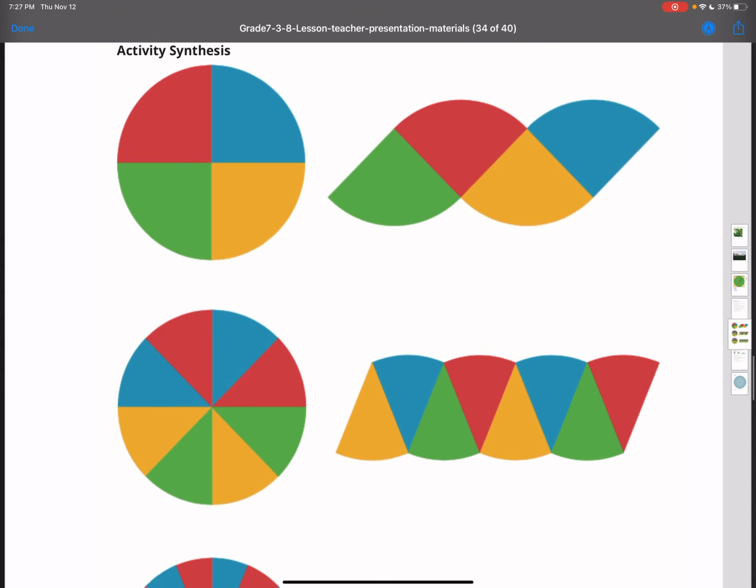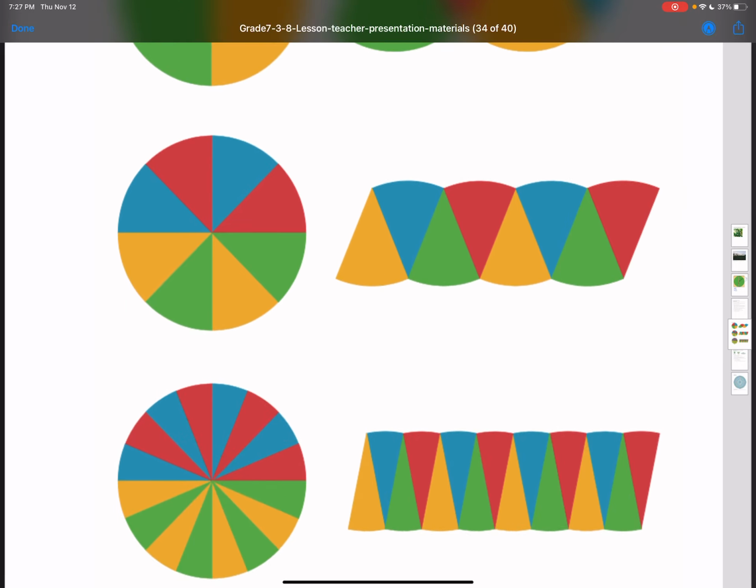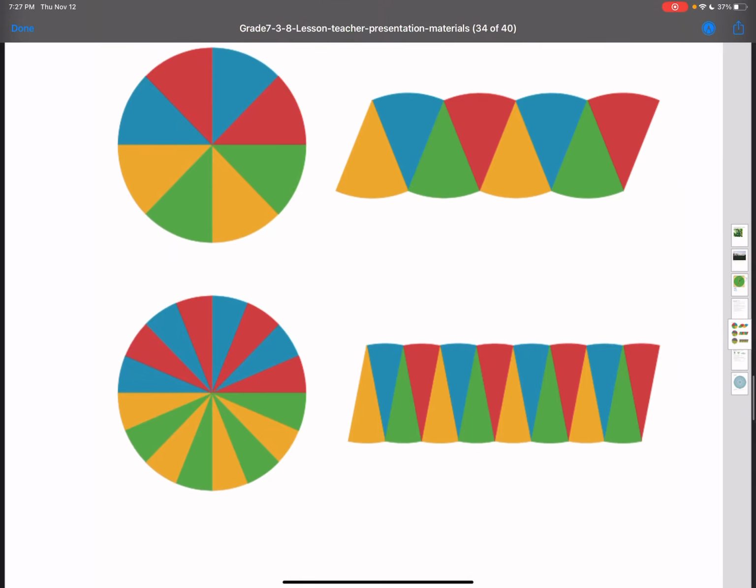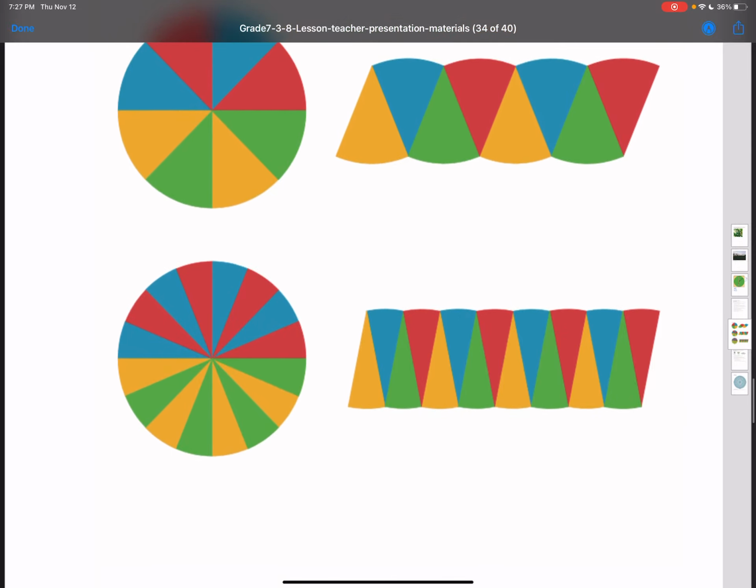So this is the one representing the fourths. This one is the eighth. And this one is a C. 1, 2, 3, 4, 5, 6, 7, 8, 9, 10, 11, 12, 13, 14, 16. So this is 16ths, okay? This is cut into 16ths, all right?